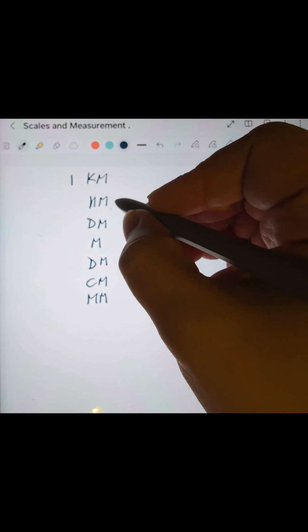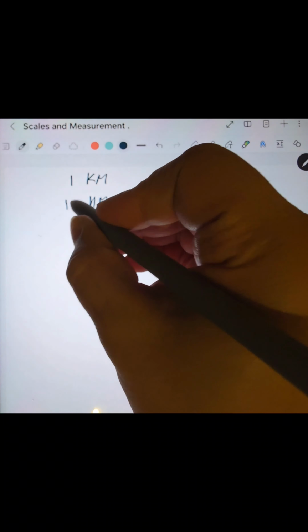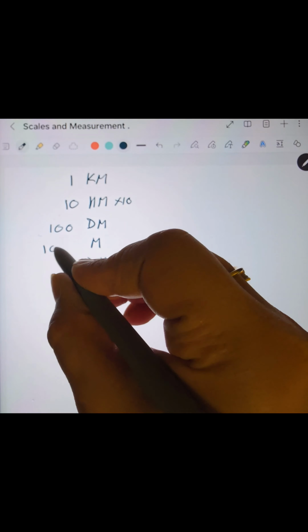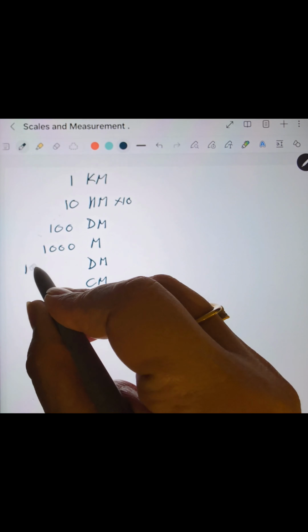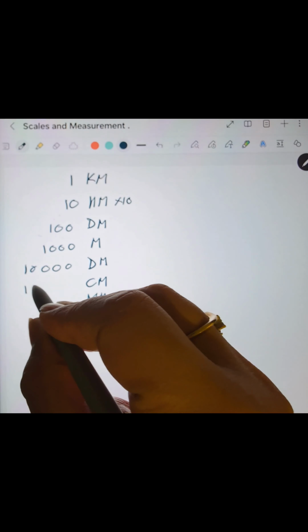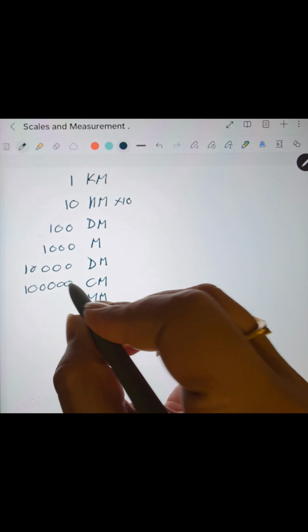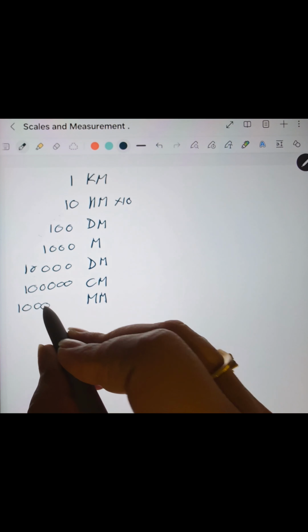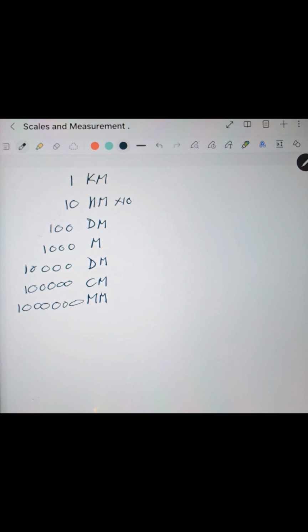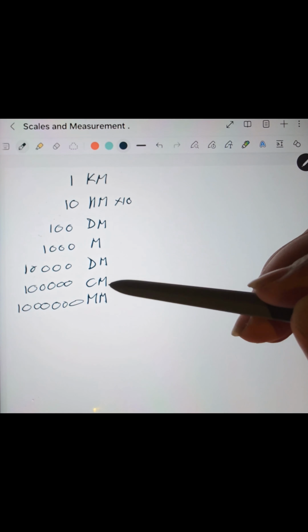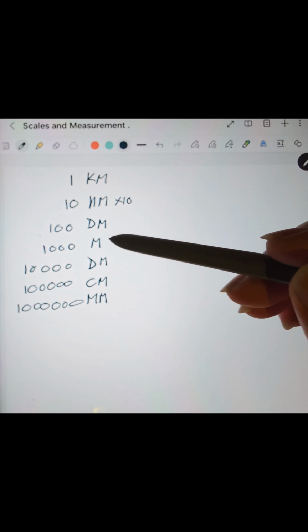So 1 kilometer will get converted into 10 hectometer, 100 decameter, 1000 meter, 10,000 decimeter, 1 lakh centimeter, and 10 lakh millimeter. So suppose we want to calculate how many meters a given number of millimeters will have.